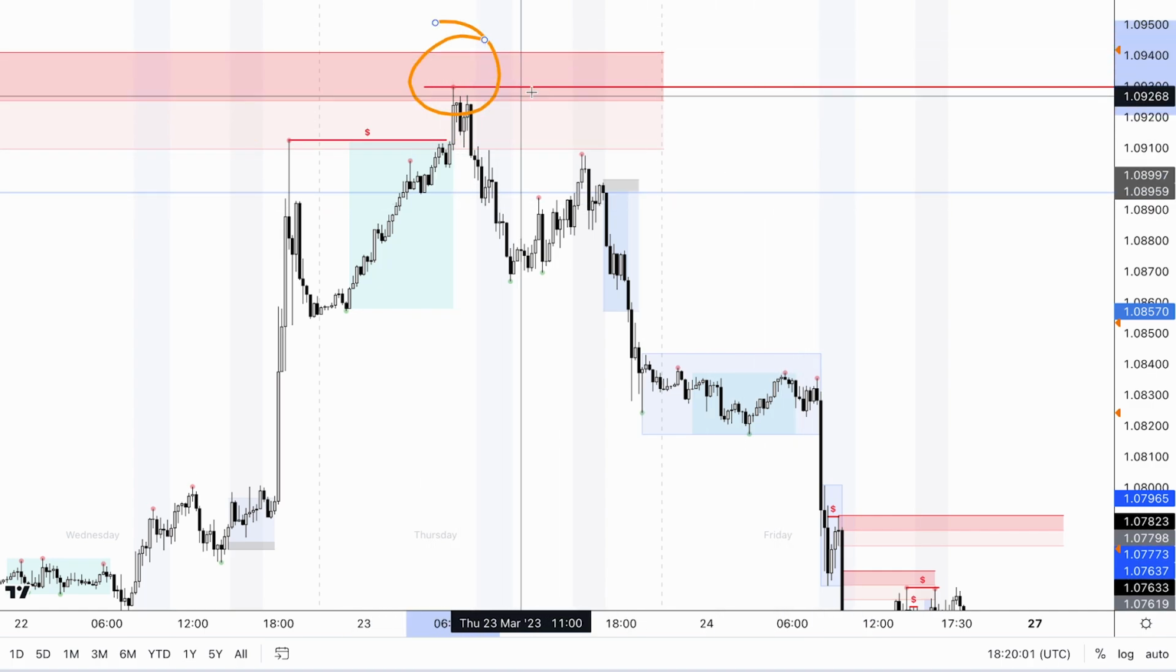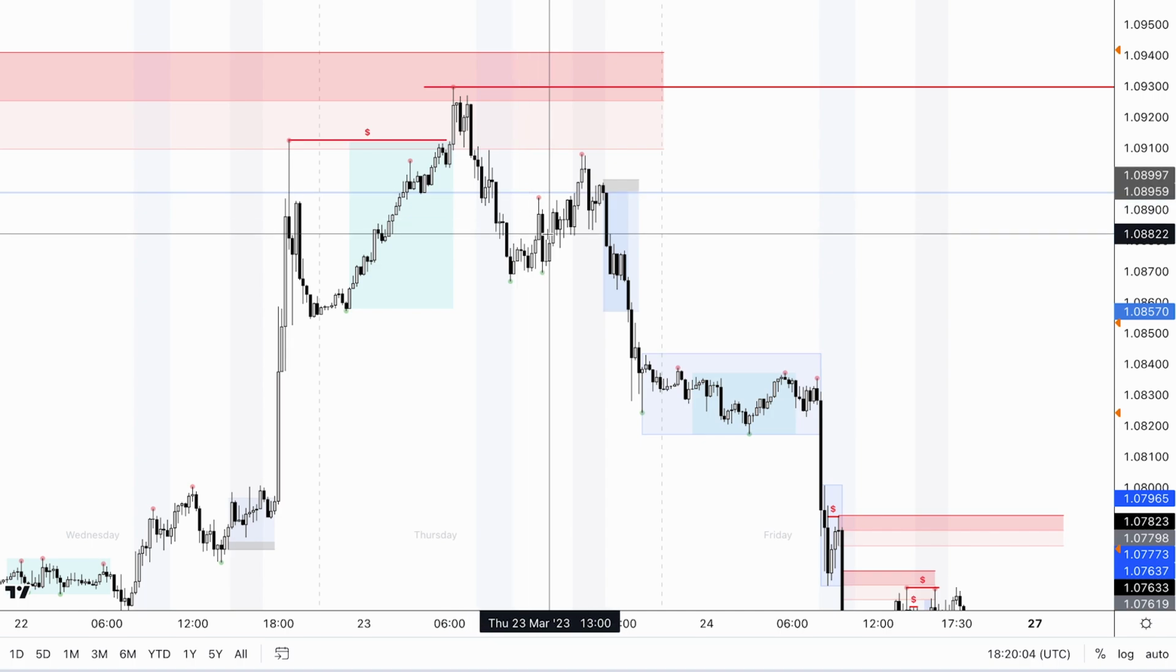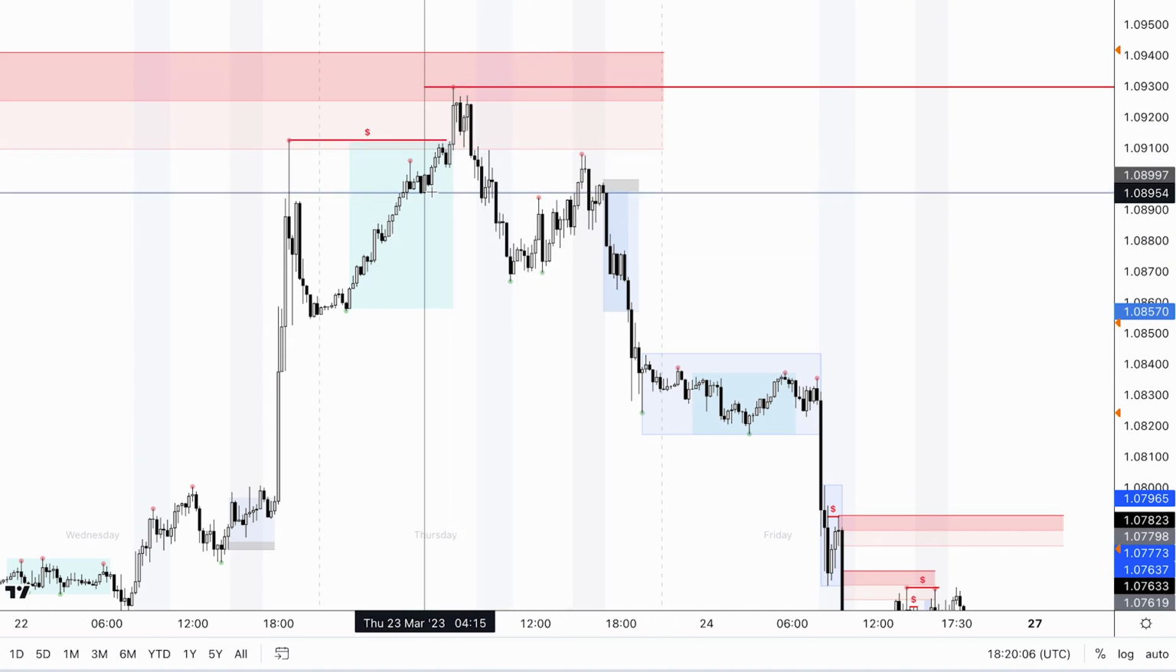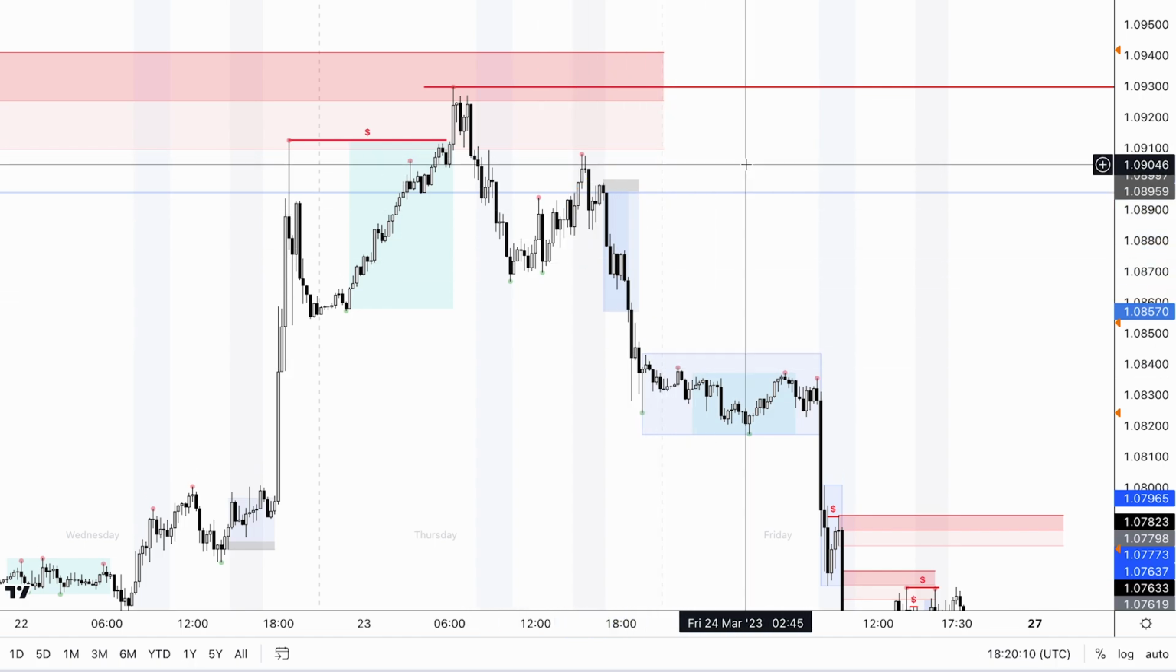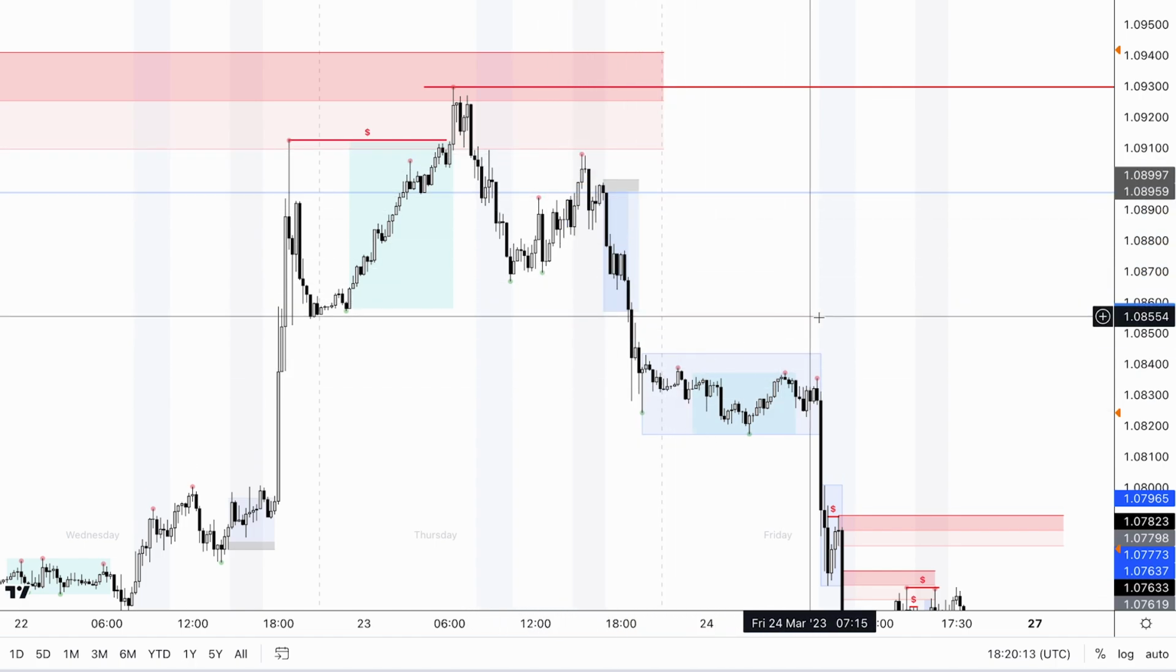So it wasn't just a point of mitigation. We're reading the price delivery, we're building the story, we're understanding where price wants to go, what it's showing us, and we're playing alongside that intention on the lower time frames. So again, that was a really nice trade, ended up hitting a 1 to 10.